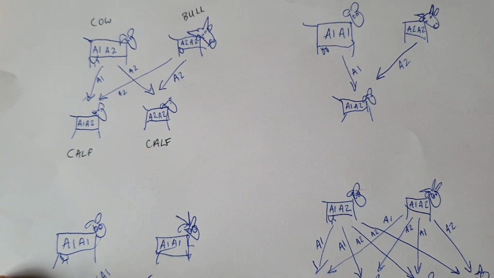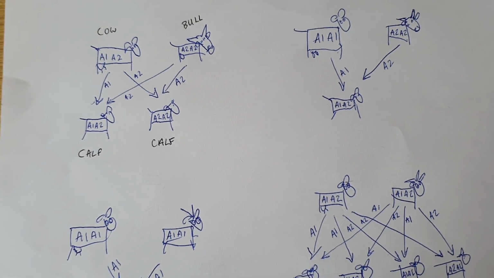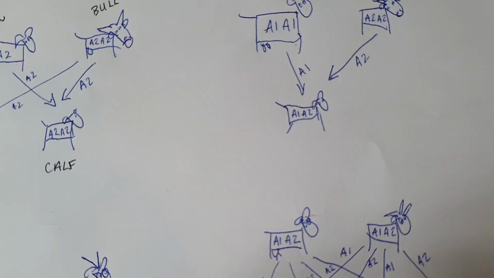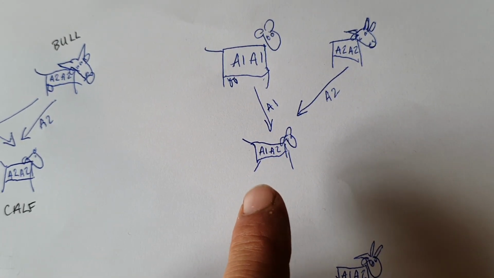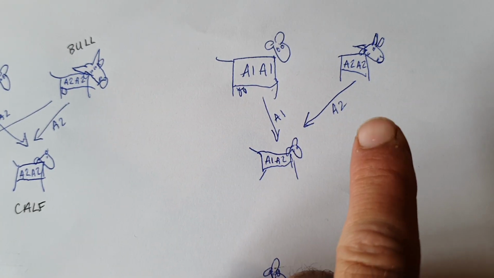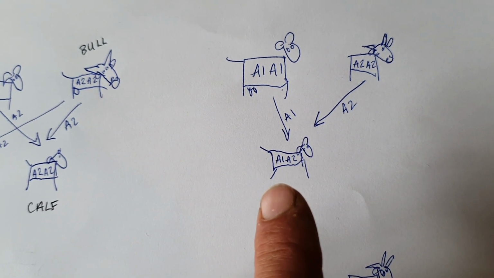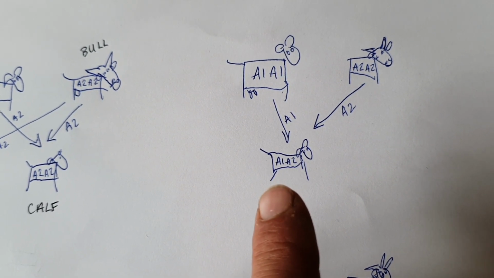However, if you've got an A1 A1 cow here, and you cross it with an A2 A2 bull, you will get an A1 A2 calf, because they take one gene from each parent.